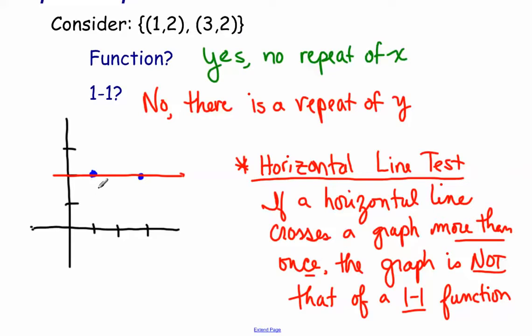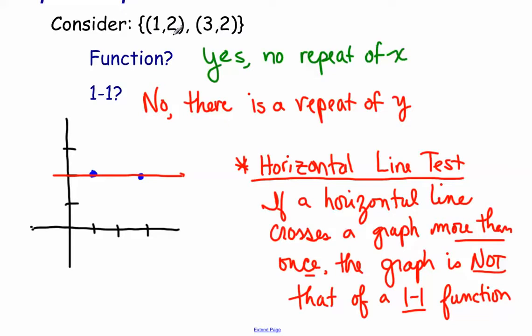And if I graph these two ordered pairs and I join them with a line, it would always produce a horizontal line. So you might remember the vertical line test to determine if a graph is that of a function or not. We have an equivalent here for one-to-one functions. It's called the horizontal line test. And it says if a horizontal line is going to cross more than one time, then it's not going to be a one-to-one function.